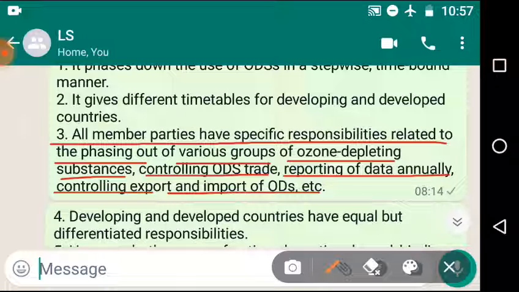So based on the member countries, like India, I think 7 gases have been banned. 7 ozone depleting substance gases have been banned, and they have made a time frame that within that time we have to reduce the use or development of those gases. Okay, and they have to report the data annually, and also we have to control export and import of these ozone depleting substances.